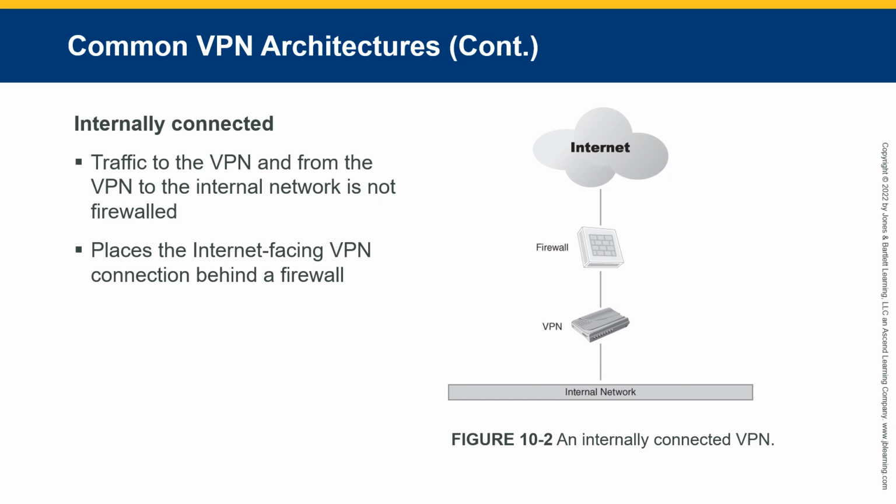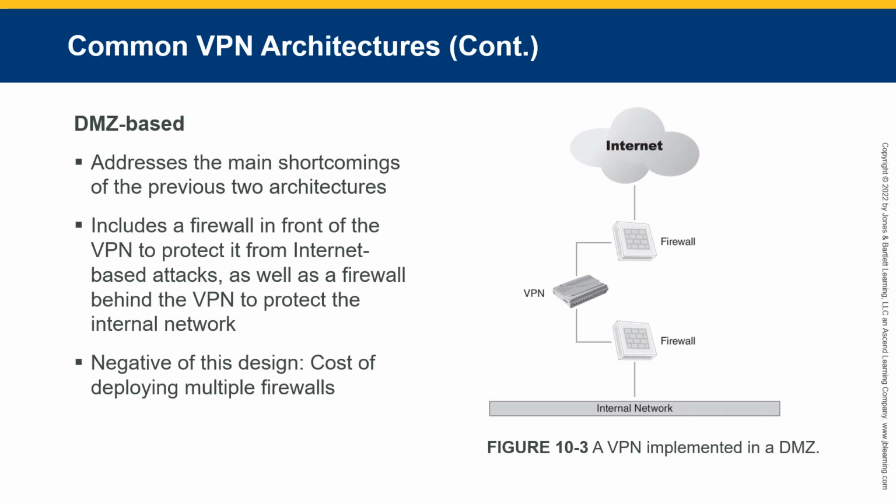All right, now a common architecture is the internally connected. So you have the internet here, the VPN connection. You have firewall rules that allow the VPN traffic to go to the VPN, and then the VPN is connected. So you're placing your VPN into a DMZ zone or something like that behind a firewall. So it's an internally connected VPN that allows connectivity. Well, here's the DMZ one. Sorry, I spoke too soon.